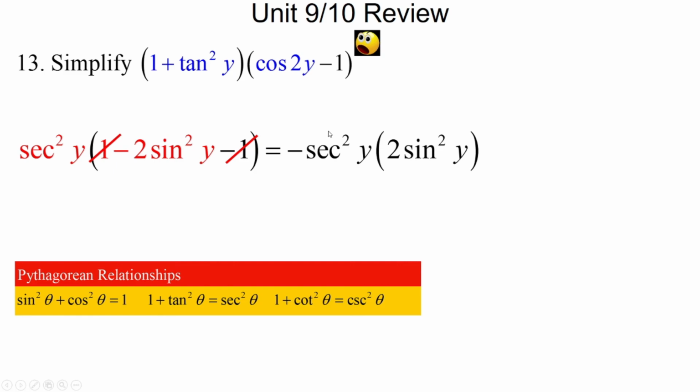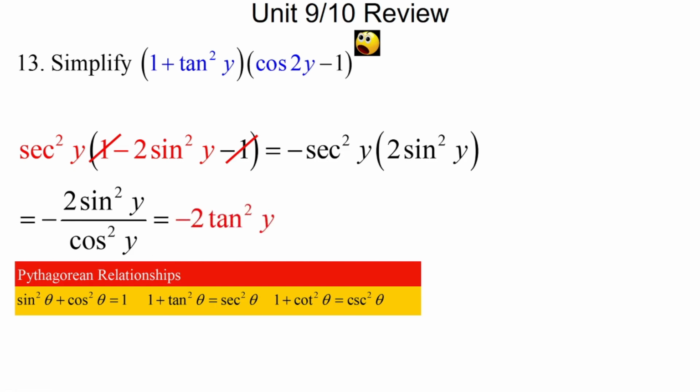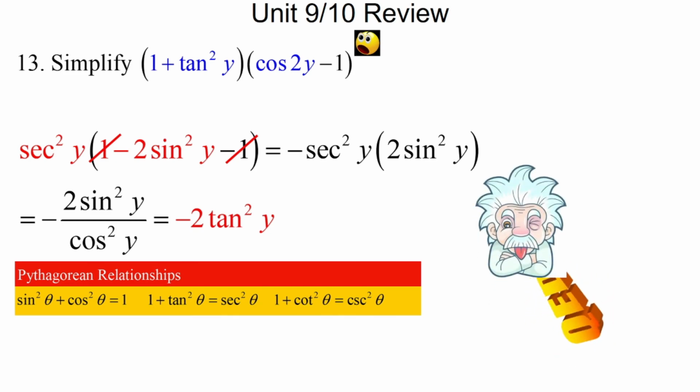And then remember your reciprocal relationships. Isn't secant of y 1 over cosine of y? So the secant squared of y, we're going to put as 1 over cosine squared of y. Just like that. And then you all know sine squared over cosine squared is tangent squared. So this is nothing more than negative 2 tangent squared of y. There you have it.